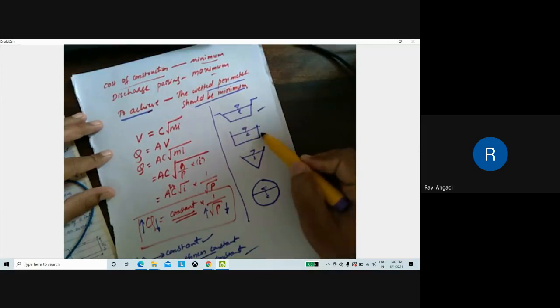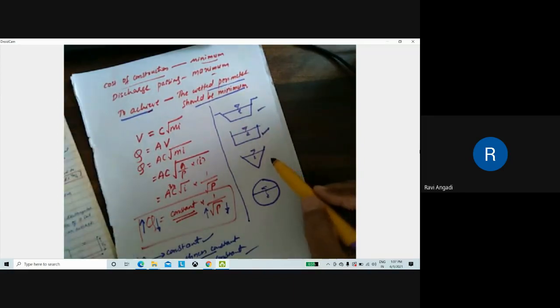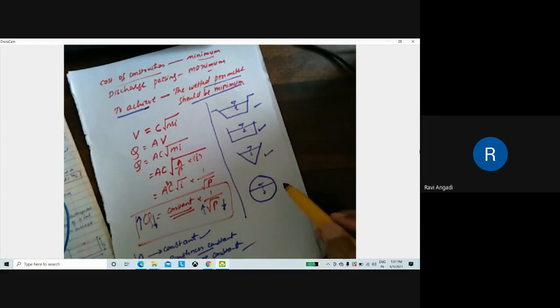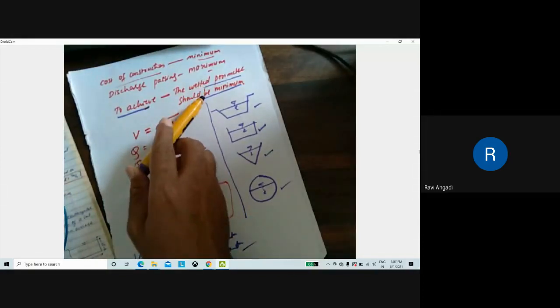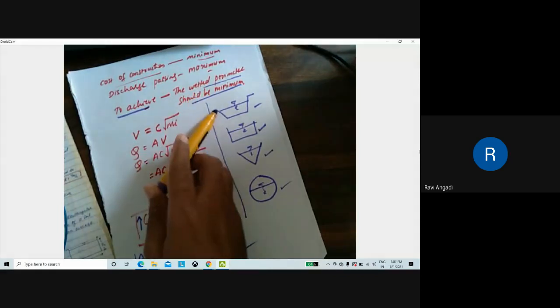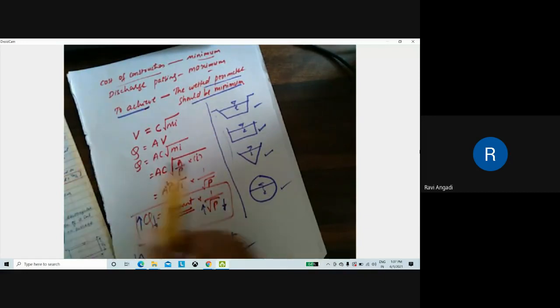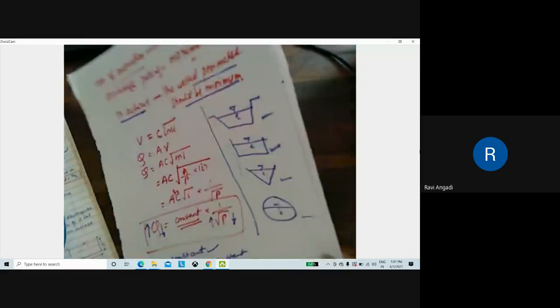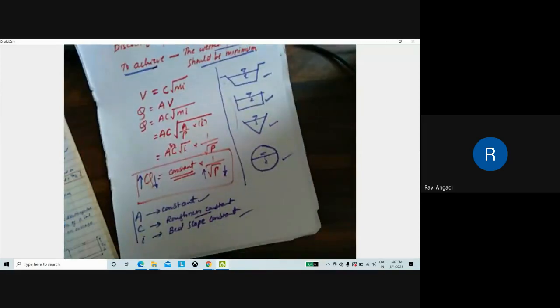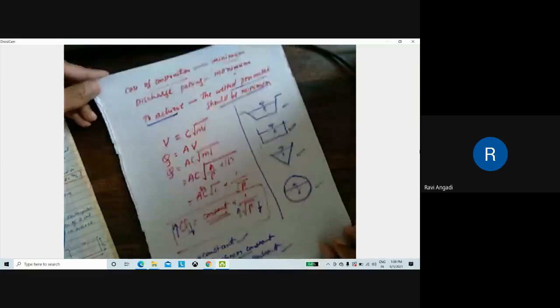What is the condition to get the maximum discharge in the rectangular channel? What is the condition to get the maximum discharge in the triangular channel? What is the condition to get a maximum discharge in the circular channels? So the condition is what? The perimeter should be reduced. After reducing the perimeter, what should be the dimensions of these channels? When we get the dimensions of these channels, those represent the most economical channel section dimensions. I hope you understood, all of you. Anybody having any doubt here, you please ask.